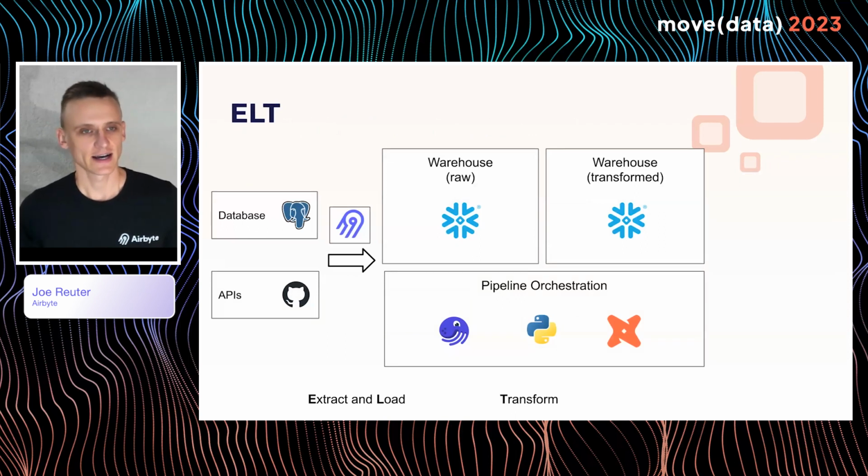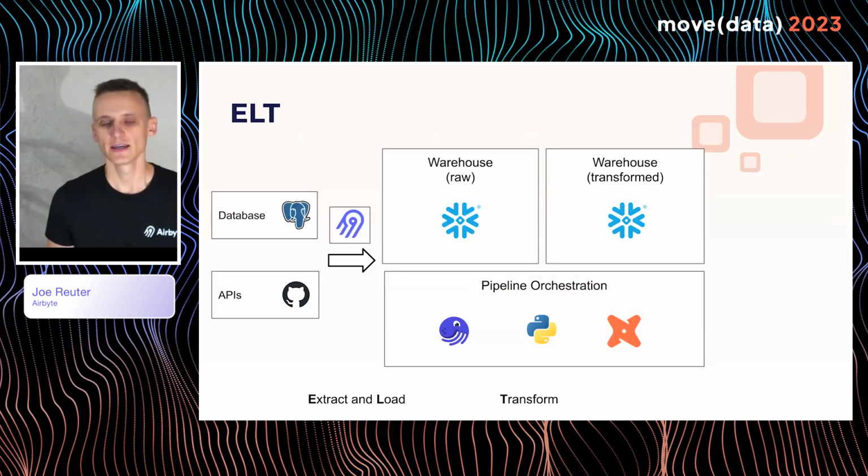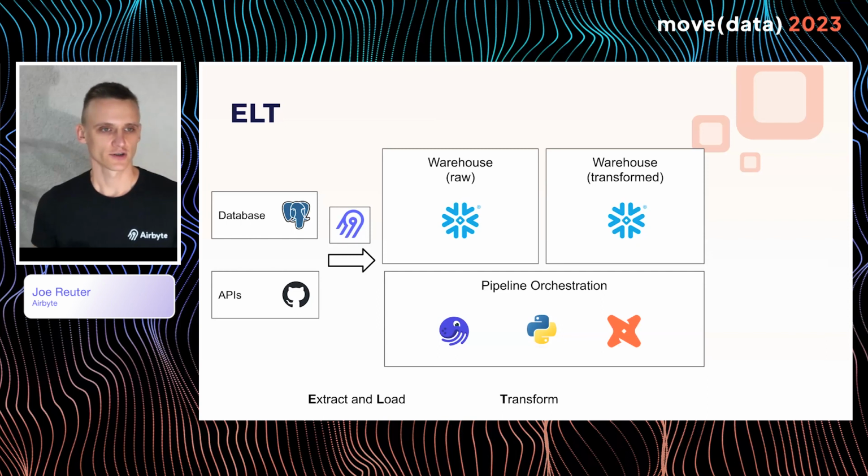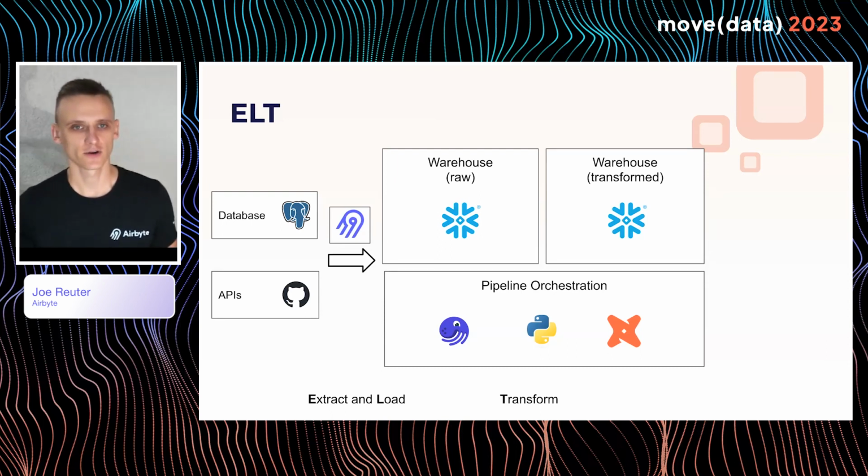And the classical answer to this is to use an ELT process. So you have your sources, your databases and APIs, which emit some data, which you can extract data from, and then this is loaded into a warehouse, for example, Snowflake, in a raw form, from which you can run your transformation pipeline, which is using different technologies, all mixed up using some orchestration layer.